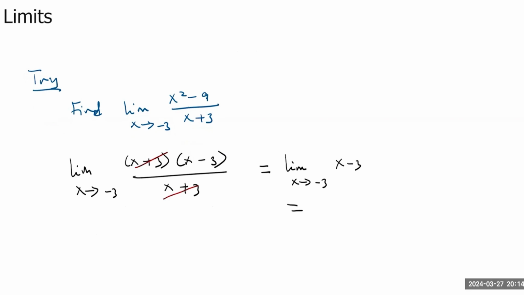So what do we get? It just means that wherever you see x, you just replace it by what? Minus 3. So we're going to have minus 3 minus 3. That gives us what? Minus 6. All right, good. So now I believe we are okay with these laws.